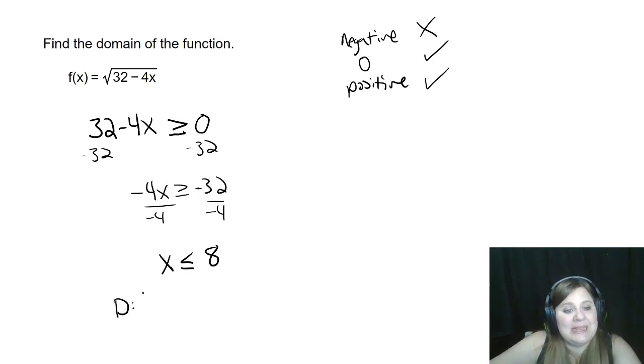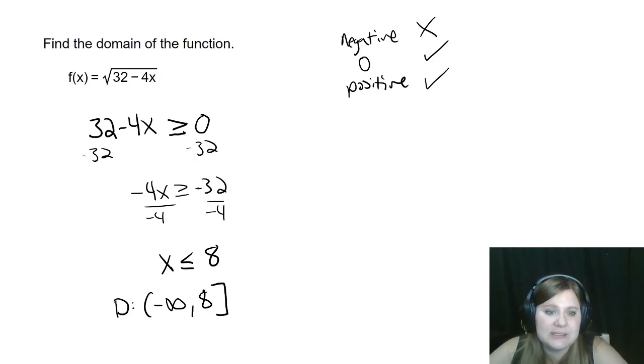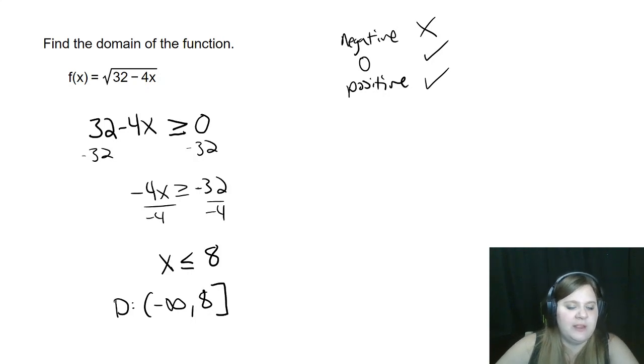So my domain in interval notation is -infinity to 8 with a bracket. Notice that the bracket is only on the 8 because it's or equal to 8. It can't be on -infinity because you can't include infinity or -infinity.